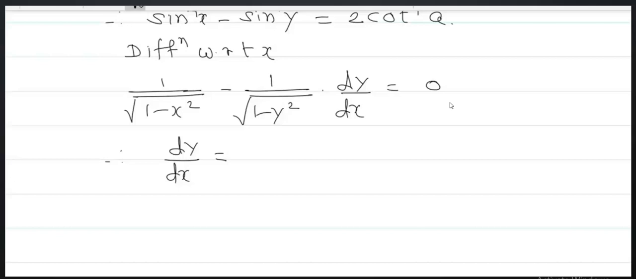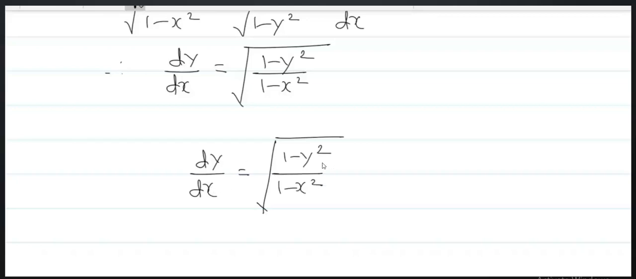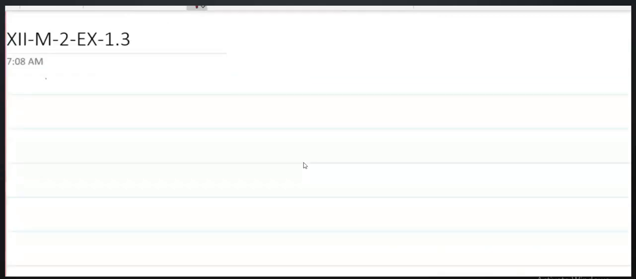Therefore, dy by dx is equal to root of 1 minus y square upon 1 minus x square, and hence dy by dx is equal to root of 1 minus y square upon 1 minus x square. Now we will start exercise 1.3.